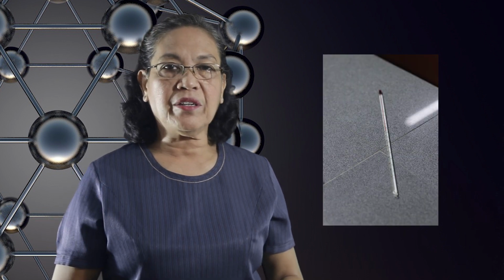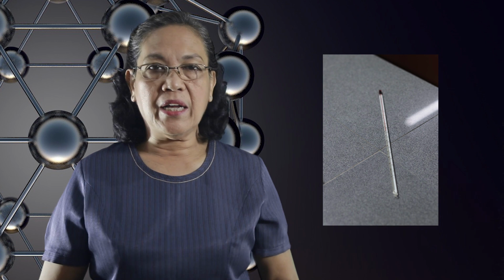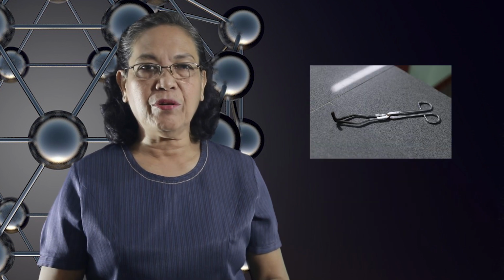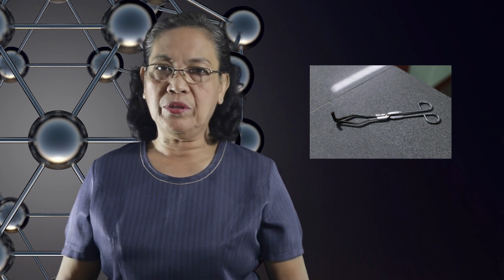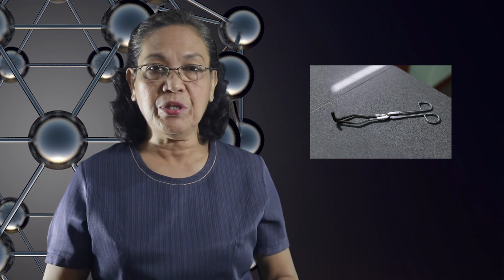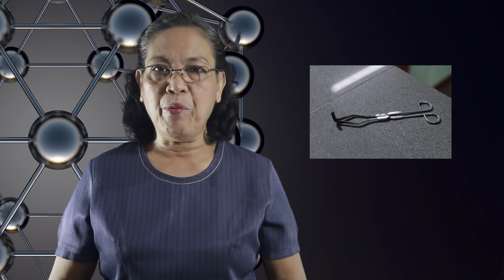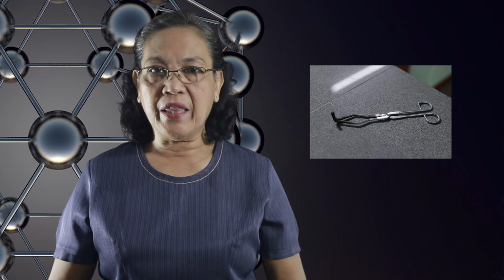Number 14 is the thermometer. Now, the thermometer is used to measure temperatures. Number 15 is the crucible tongue. Now, the crucible tongue is used to hold the crucibles, especially when you are heating the crucible and you want it to be removed out from the flame. Then, of course, you have to hold it with a crucible tongue.